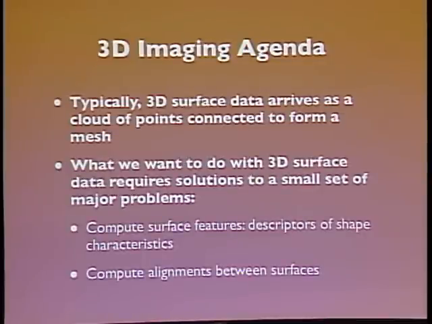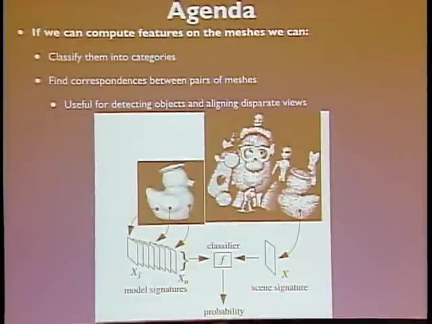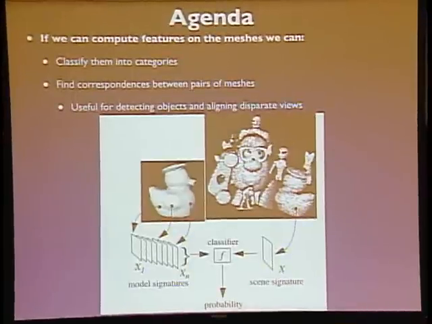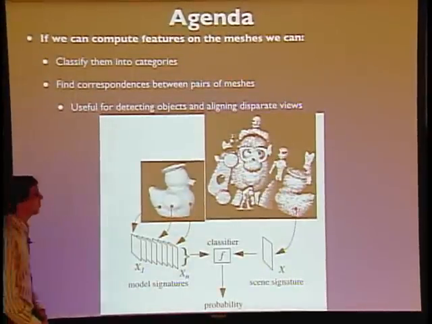And you can use those feature vectors for the usual things that we talked about in the first part of the course, for finding correspondences especially. So that's really going to be the two core problems that really drive all of our applications. Now, if you can compute features and calculate them in a kind of repeatable and useful way, then you can do a lot of things with these 3D surface meshes.